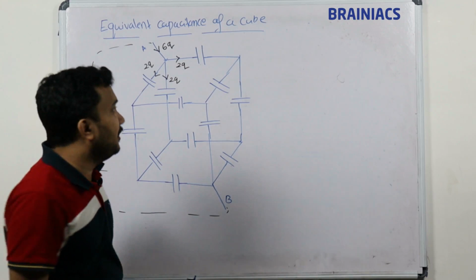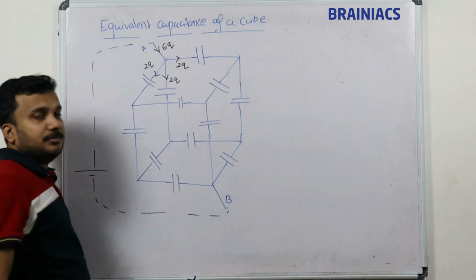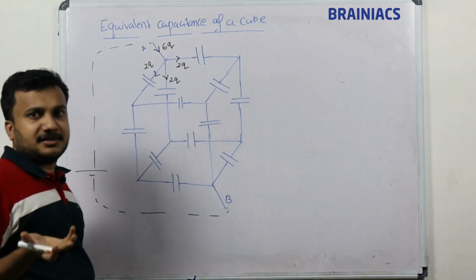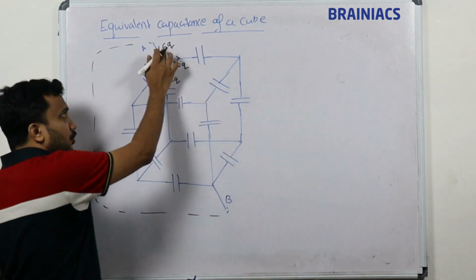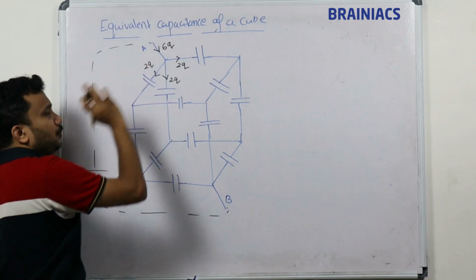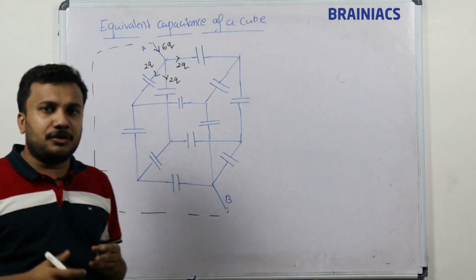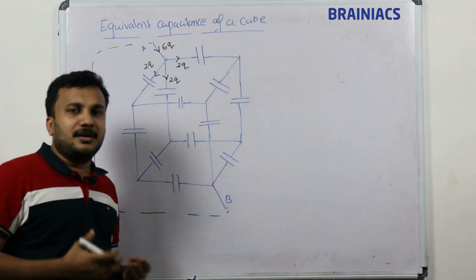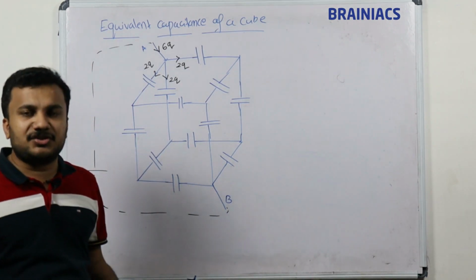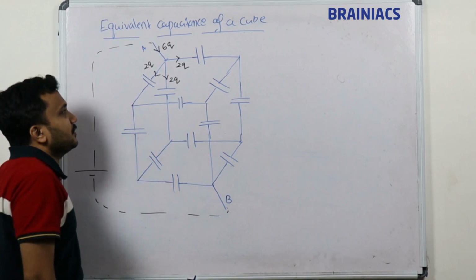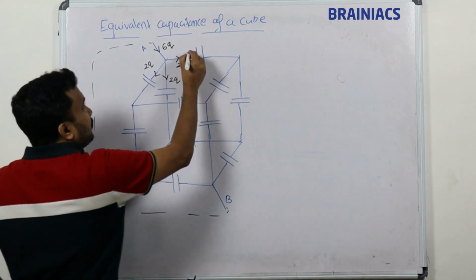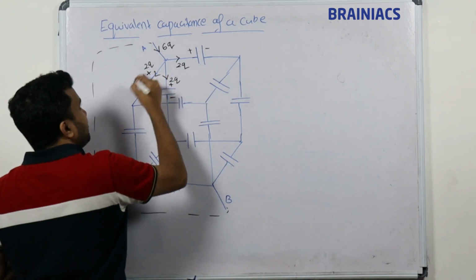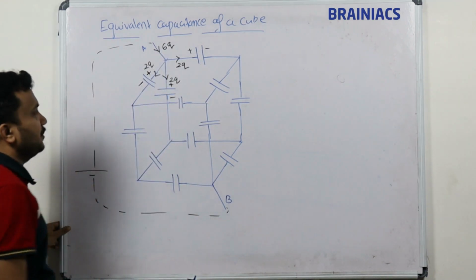Suppose you assume it as 3Q, then what will happen? Q will come. In all the cases the answers will be the same. Suppose you assume Q will be here, then Q by 3 will be here. So in order to avoid the mathematical complexity, I assume 6Q as the charge which is coming. You can assume any charge. Of course you know this is a positive plate, this is a negative plate, positive plate, negative plate, positive plate, negative plate, because it is connected with positive.